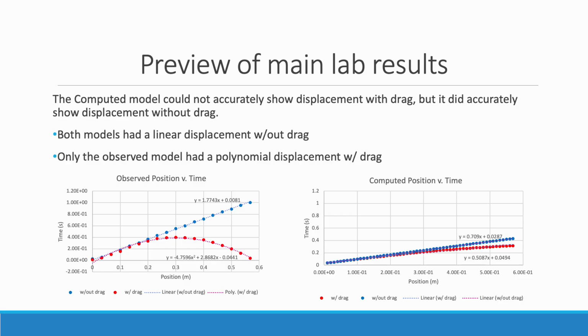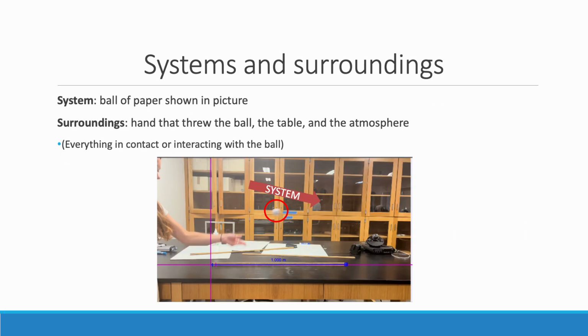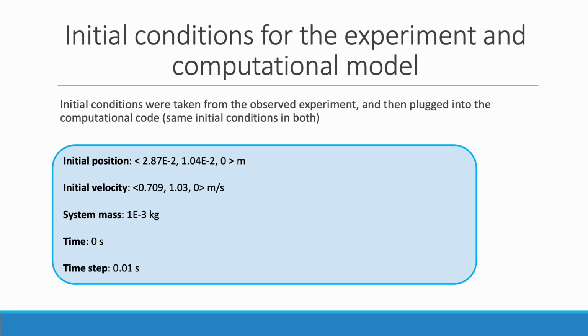So the system for this lab was just a ball of paper, as seen in the picture, and then the surroundings was everything else that was interacting or in contact with the paper ball. So for example, the hand that threw the ball, the table if it came in contact, and then also the atmosphere with drag. So the initial conditions for the experiment were the same in both models.